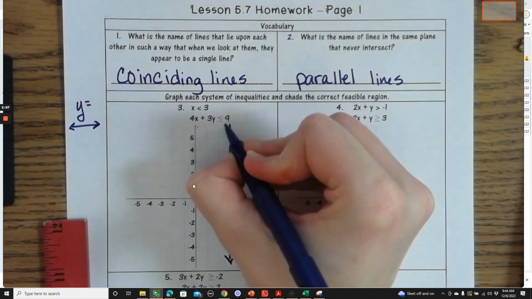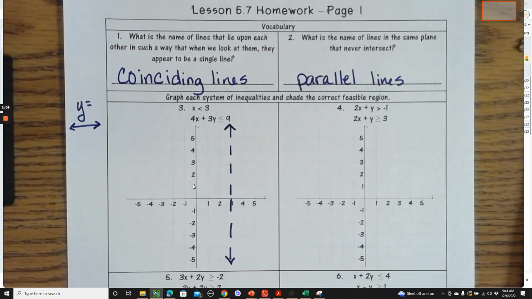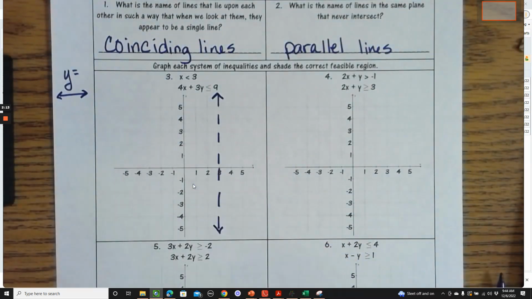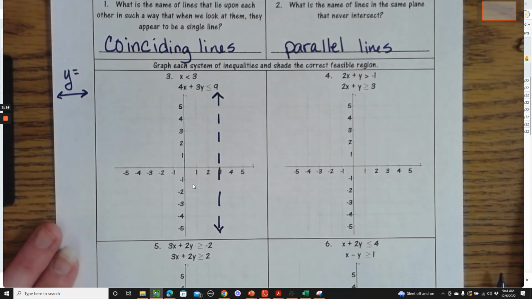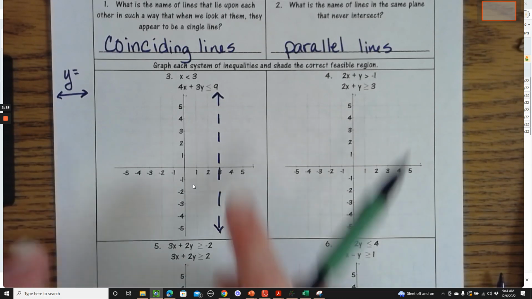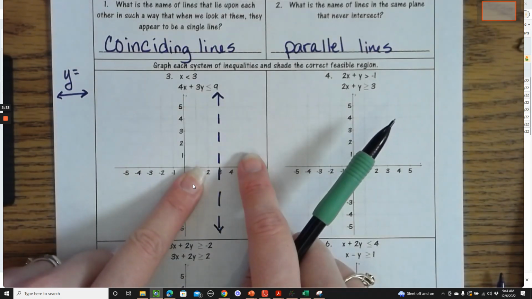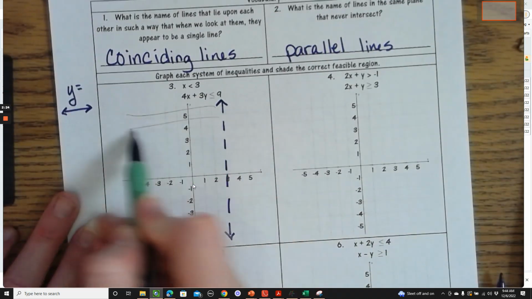Okay. Now, it says x is less than. Would less than be to the left or to the right of this line? Left or right, which would be less than this line? Left. So just like we did yesterday.